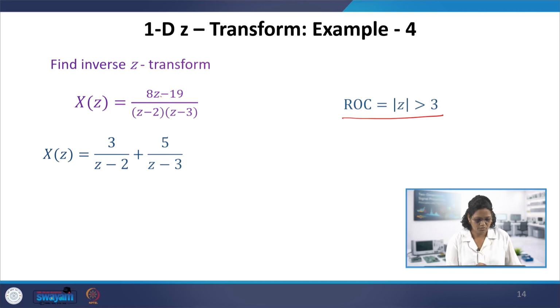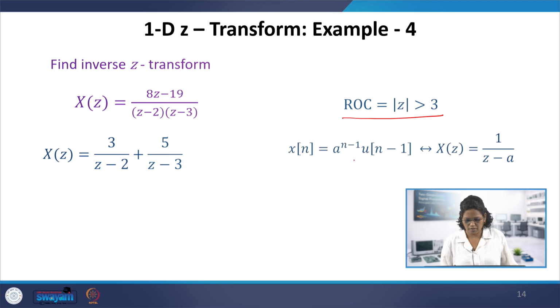So, x of Z, if we are given this partial fraction, you can write this as a by z minus 2 and b by z minus 3. How do we get this x of n from the inverse Z? You can use the table of Z transforms, where a power n u of n is z by z minus a in the unilateral case, where n is greater than or equal to 0. Now if x of n is equal to a power n minus 1 u of n minus 1, the u exists from n equal to 1, not n equal to 0.